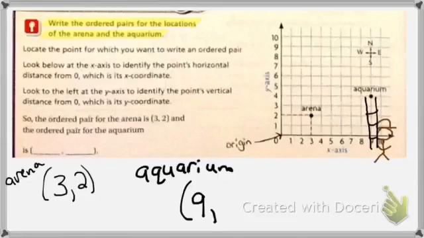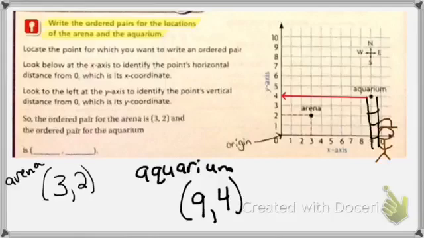And if I take my arrow, I don't draw the arrow on there, I'm just drawing it so that you can see. I kind of use my finger to do this. I take my finger where the dot is, I move it all the way over to the left, and I say, okay, that has moved up 4 places. So my y-axis would be 4, and my ordered pair for the aquarium is (9, 4).